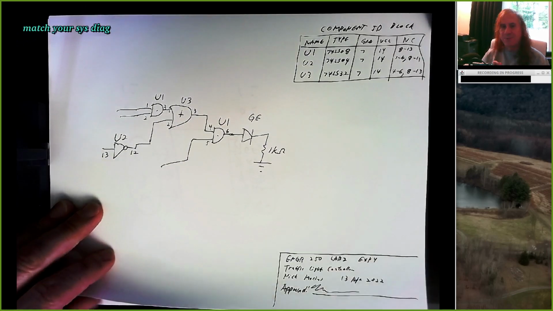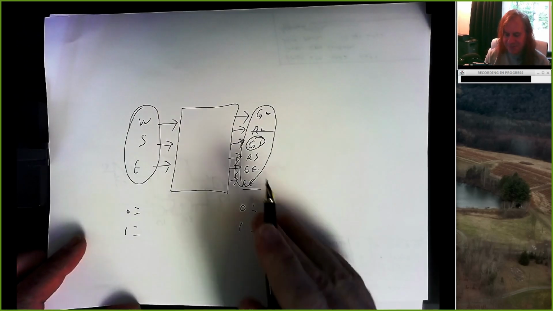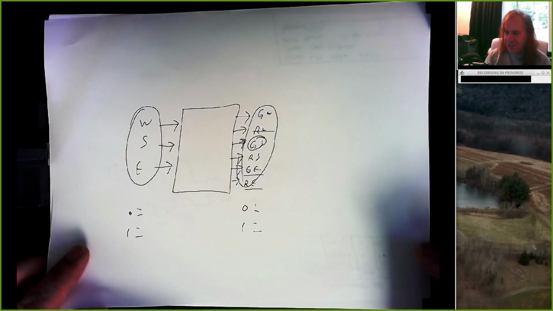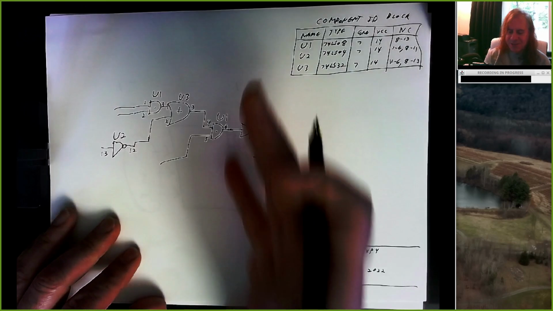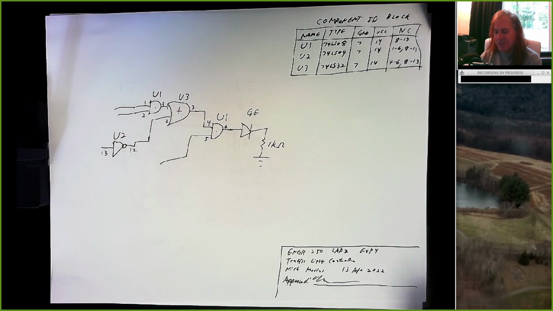And make sure your labels match your system diagram. If my system diagram says there's an output called GE for green east, somewhere in my schematic there should be an LED, in this case, with the same label on it. Try to be as consistent as possible.